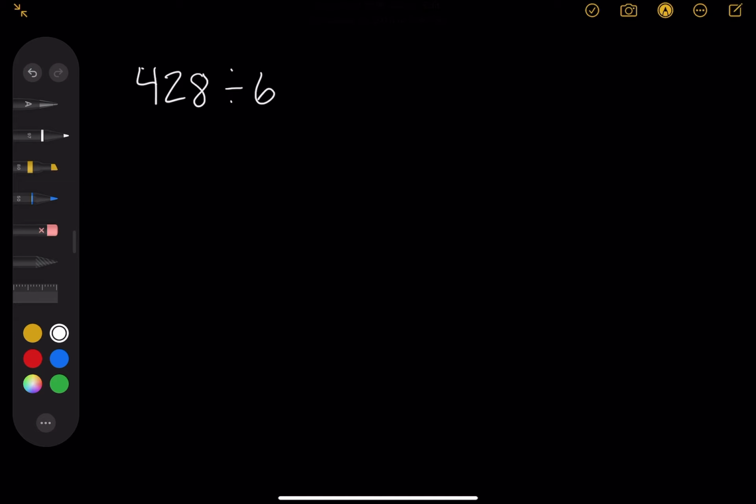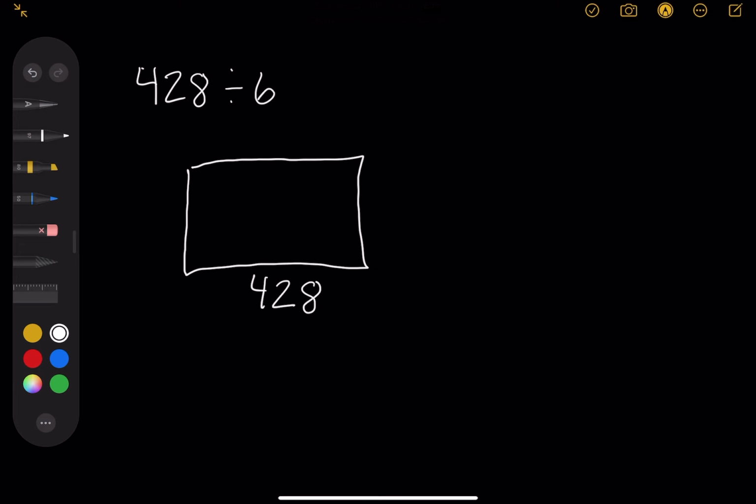First, build your box. Now, what number goes in the bottom again? That's right, 428. That's our dividend. That's our total. And now our divisor goes on the side, 6. That's how many equal groups we have to work with. So let's use what we know about our 6s to help us solve this problem.